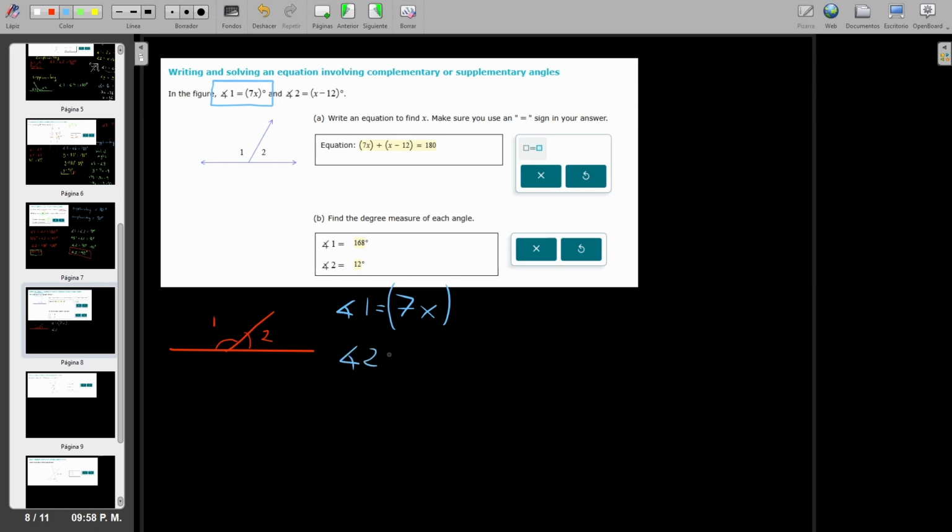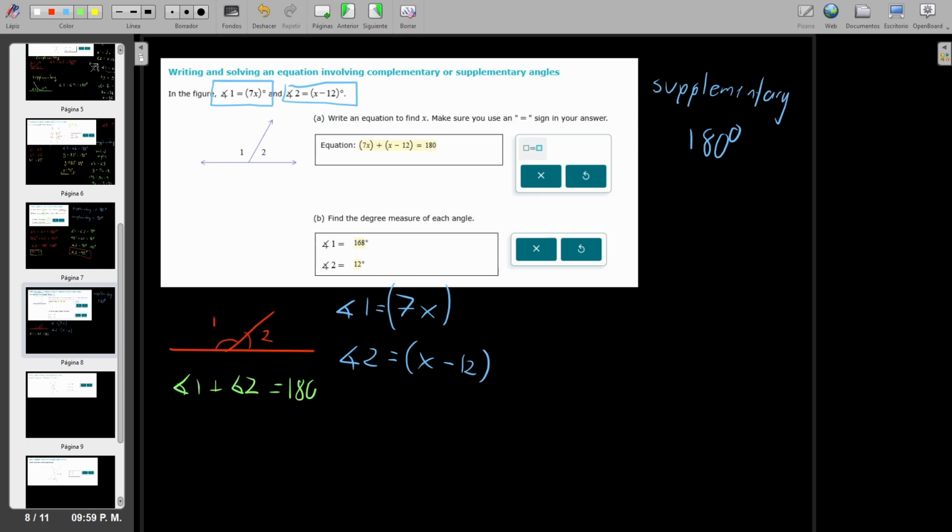Now angle 2 is how much? Is here. Again, in parentheses, x minus 12. Okay, now we know that this angle is going to be, I'm going to put it right in here, supplementary. And this is the value of 180. I'm going to be continuing because this is angle 1 plus 2 equals 180 degrees.